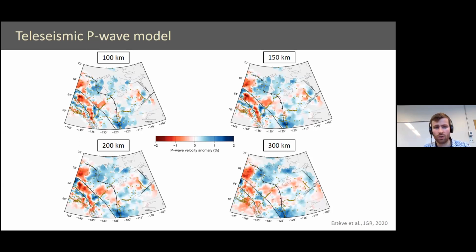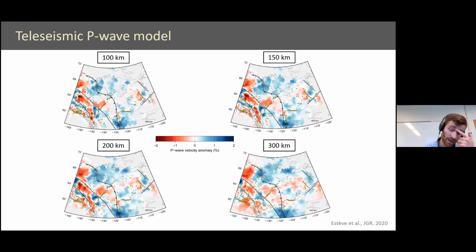Here is our preferred model. So that's the teleseismic P-wave model again. Teleseismic, far distant sources, at four different depths: 100, 150, 200, and 300 kilometers depth. That's P-wave velocity anomaly ranging between -2 and +2%. So basically red colors mean slow and blue colors mean fast.